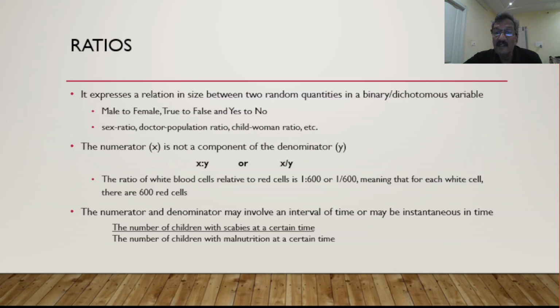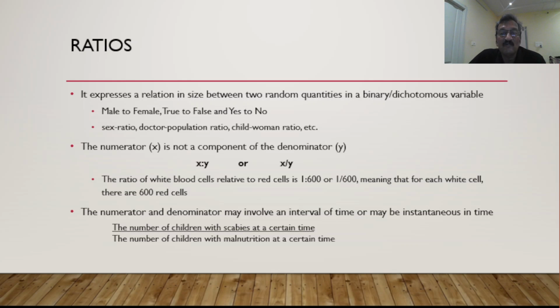And the numerator and denominator may also involve an interval of time or maybe be instantaneous in time. For example, the number of children with scabies at a certain time and the number of children with malnutrition at a certain time. In this case, these are two random quantities. So you can make anything to everything else as a ratio, with the condition that the denominator does not include in its fold the numerator. So I think the concept is pretty clear. So you can create ratios, you can express the ratios.